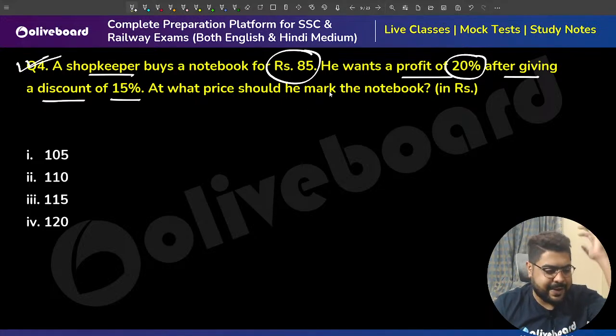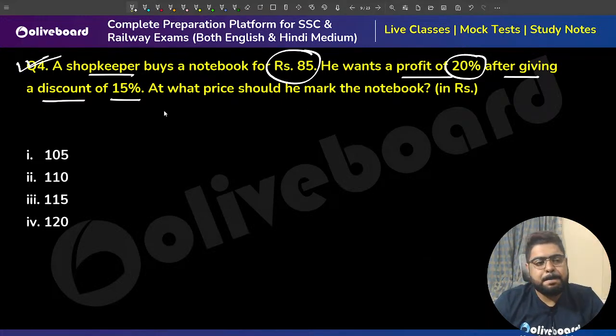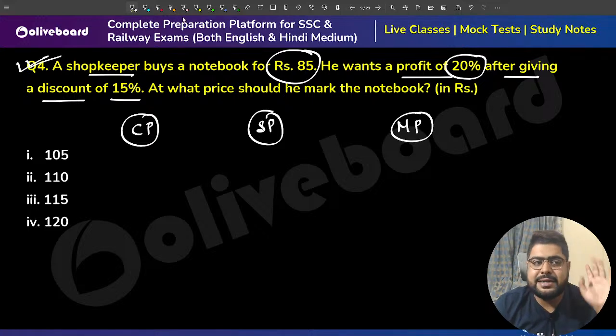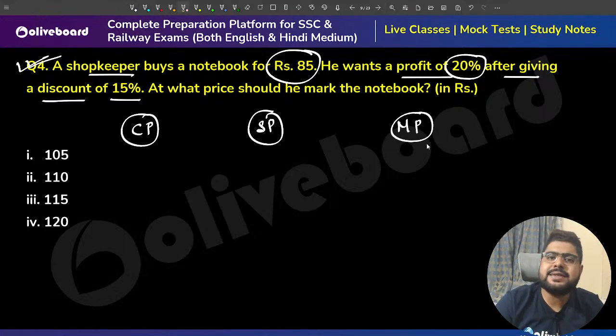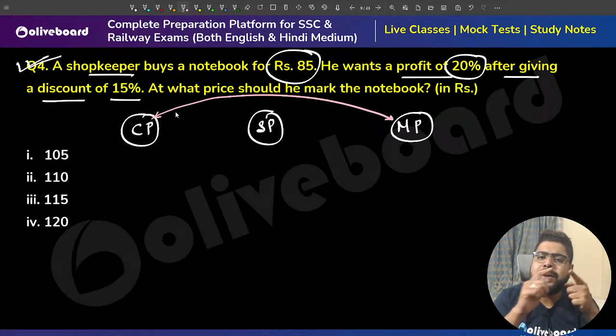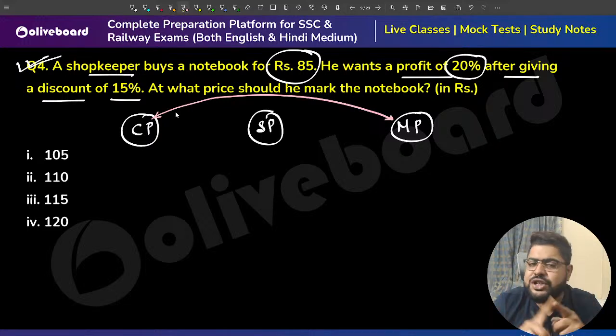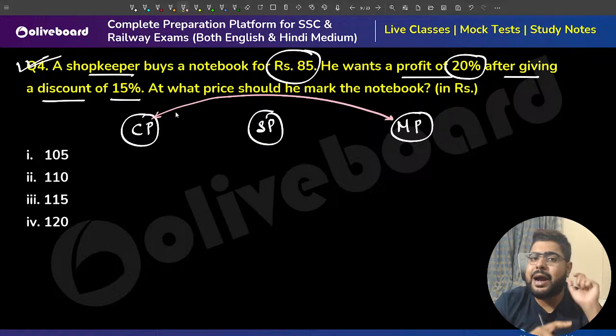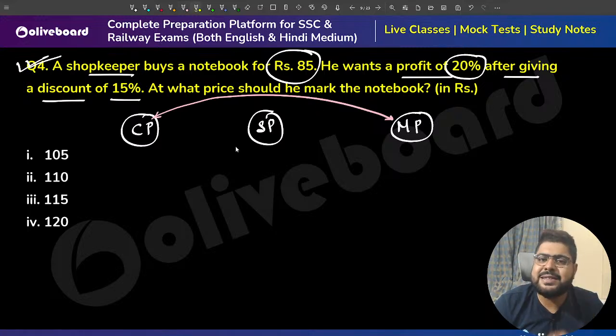A shopkeeper buys a notebook for this, and wants a profit of this after giving a discount of this. You see, this is a template question with CP, SP, MP. Very basic, fundamental stuff. Always remember, you cannot have a direct connection between CP and MP if that is not given to you. That is called markup, which has to be given. So if a direct line is not given, what is given?